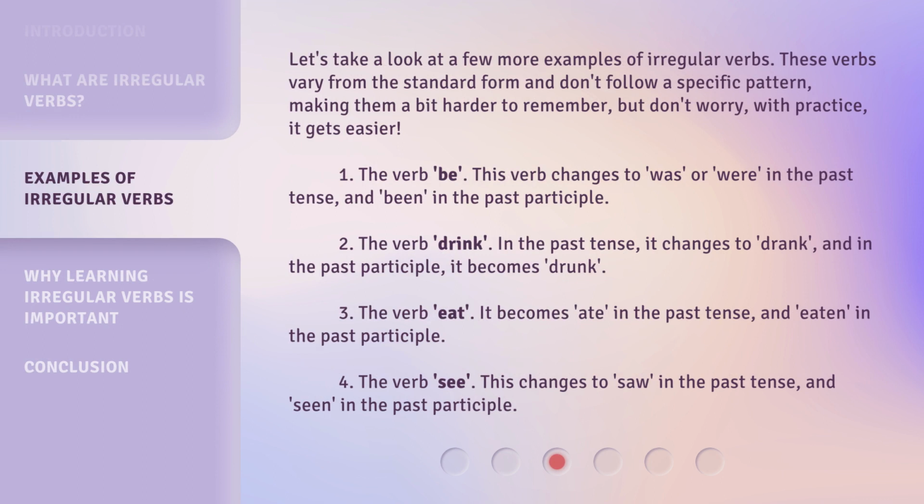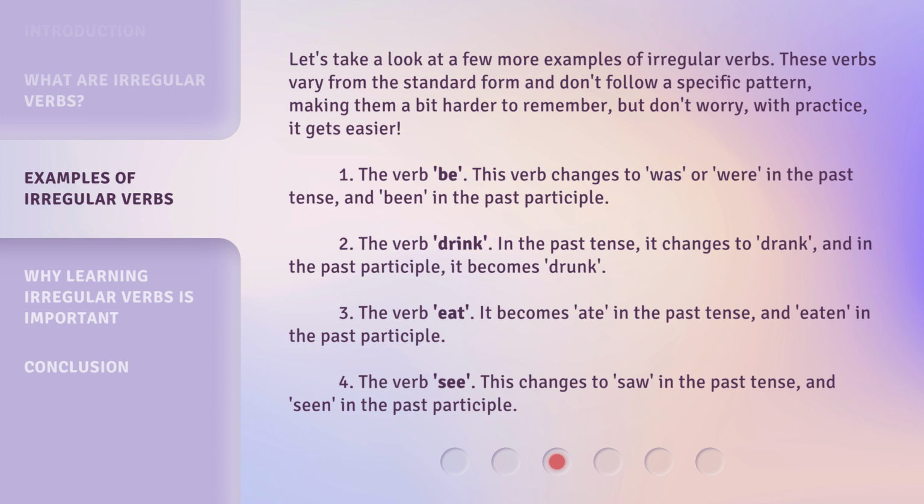Let's take a look at a few more examples of irregular verbs. These verbs vary from the standard form and don't follow a specific pattern, making them a bit harder to remember, but don't worry, with practice, it gets easier. 1. The verb be. This verb changes to was or were in the past tense, and been in the past participle.